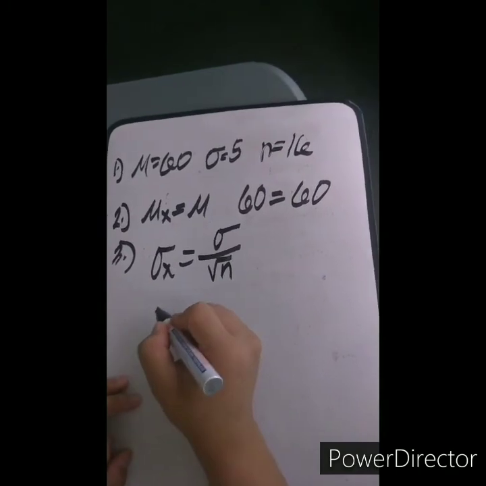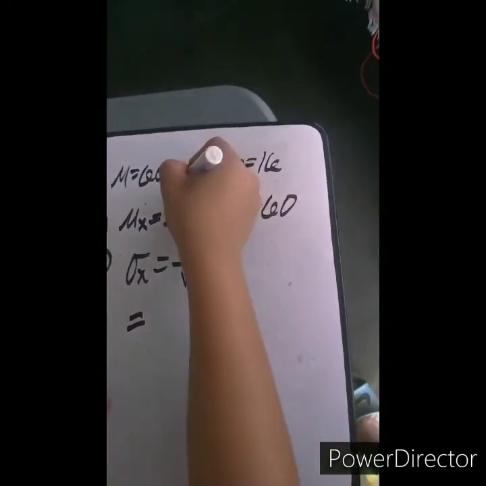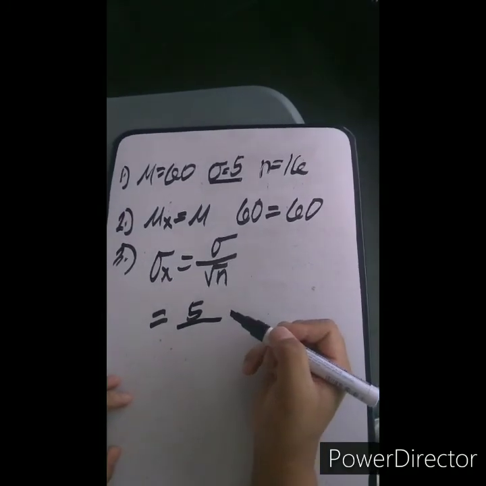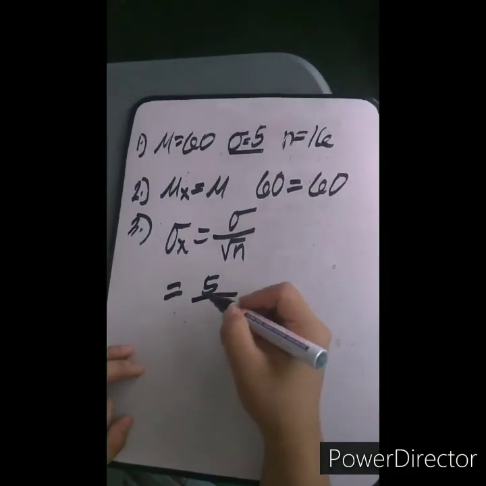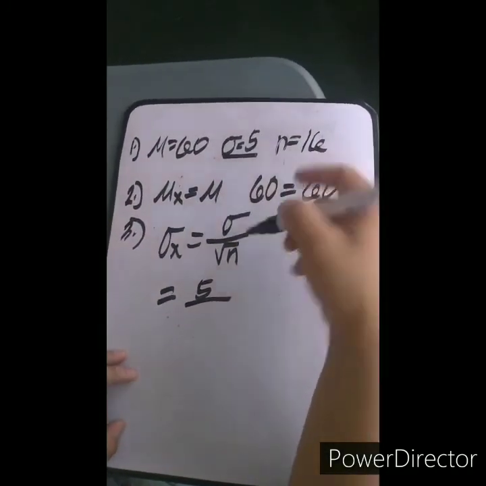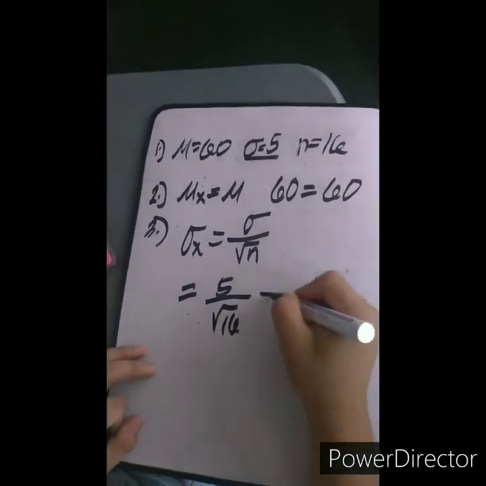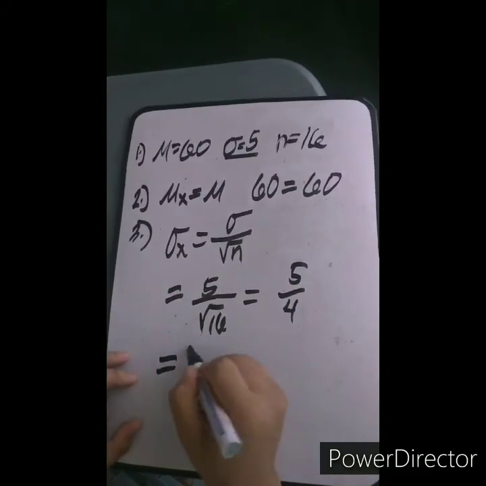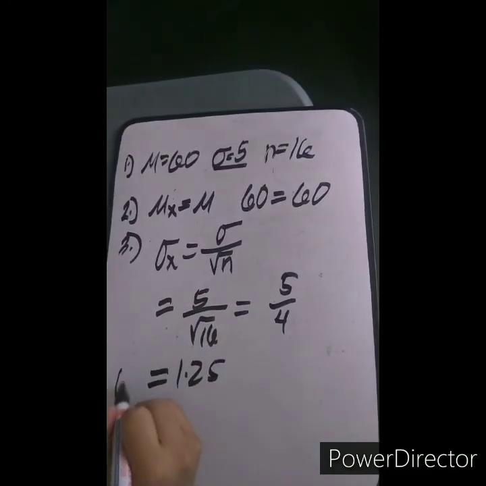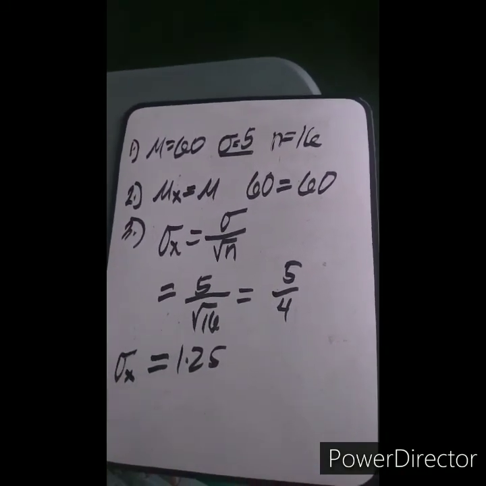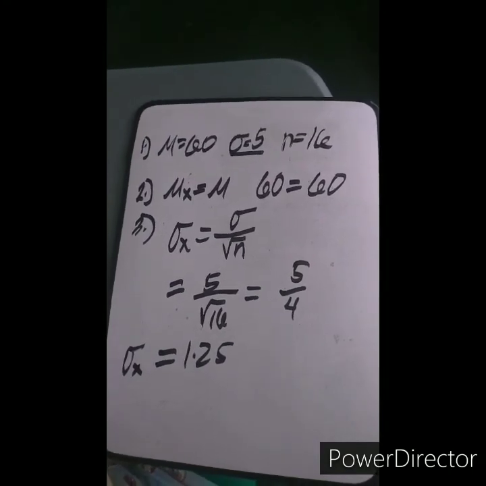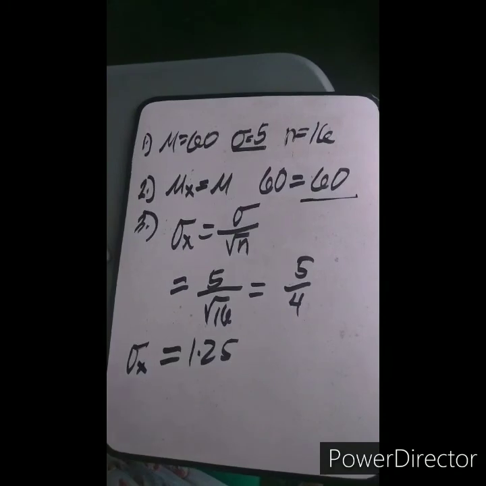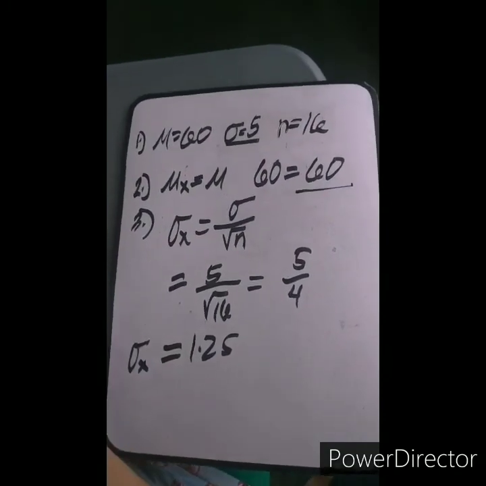So let's solve. What is our standard deviation? 5 all over our sample size, the square root of 16. The answer is 5 over 4, or 1.25. This is now the standard deviation of the sampling distribution of the sample means. What is the mean? This is the mean. Did you get it? Okay.